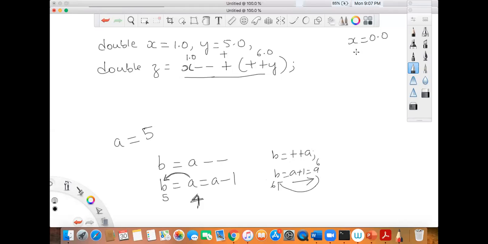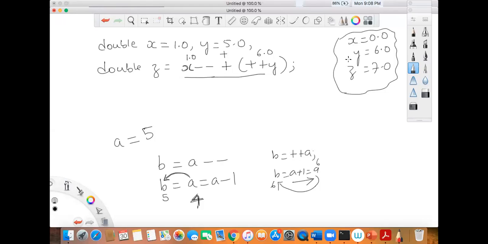So even Y will be 6 now. Y will be 6.0, and adding 1.0, 6.0 and 1.0 will be stored in Z. It is nothing but we'll be getting 7.0. Correct. So the output would be X is 0.0, Y is equal to 6.0, and Z is equal to 7.0. Yes, sir.